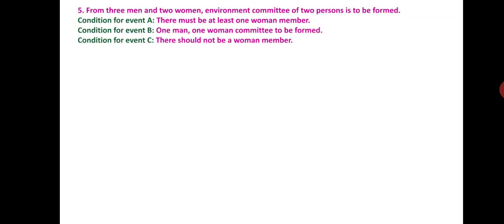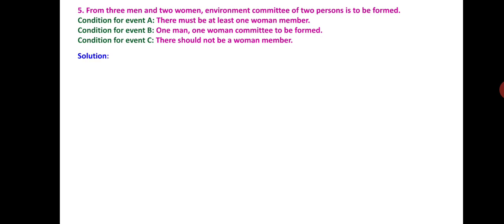Fifth problem. From 3 men and 2 women, an environment committee of 2 persons is to be formed. The condition for event A is there must be at least one woman member. For event B, one man and one woman committee is to be formed, and event C says that there should not be a woman member.